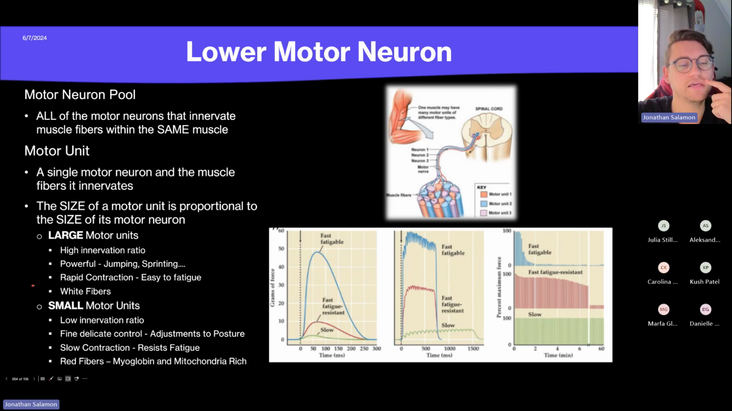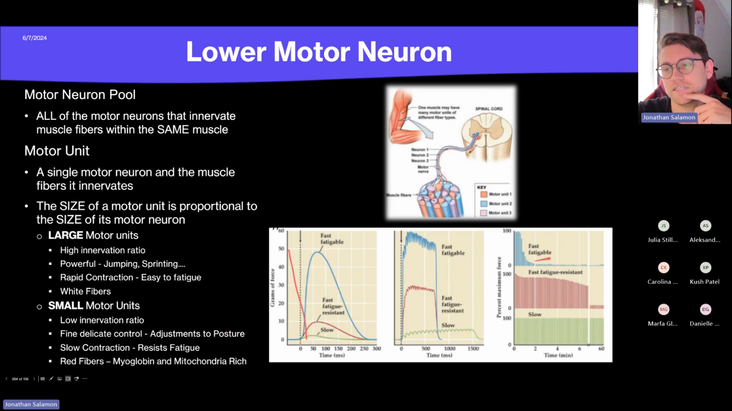The only other thing that you should know is the white fibers versus red fibers. Red fibers are red because they have a lot of myoglobin and they have a lot of mitochondria. Because they have a lot of myoglobin and mitochondria, they fatigue slowly. The white muscles, the white fibers, they fatigue easily. They shoot their shot, then they're done. They need to recharge, right? The red fibers, they're consistently go, go, go, go, go.